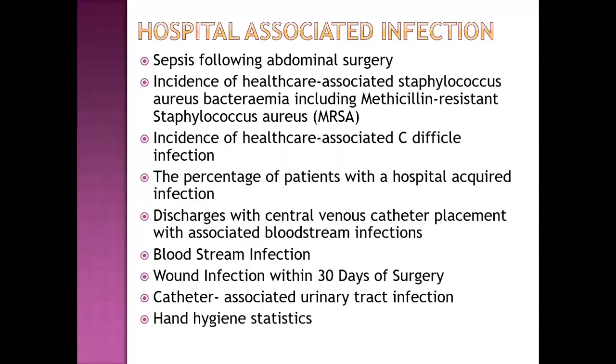Then hospital-associated infection includes the following indicators: sepsis following abdominal surgery, incidence of healthcare-associated Staphylococcus aureus bacteremia, including MRSA, incidence of healthcare-associated Clostridium difficile infection, the percentage of patients with a hospital-acquired infection, discharges with central venous catheter placement with associated bloodstream infection, then wound infection within 30 days of surgery, catheter-associated urinary tract infection, and hand hygiene statistics.